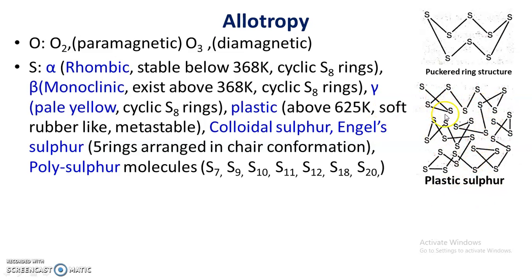So you can see it has a catenation tendency, and therefore it shows a polymeric structure. It is plastic sulfur. It is metastable or less stable.